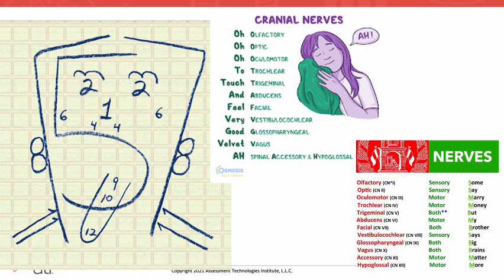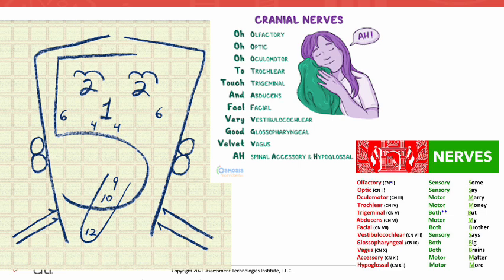Finally, the 12th cranial nerve is called the hypoglossal nerve. And we can test that by making sure that a patient can stick out their tongue and that it's in the midline and that their speech is clear and articulated.